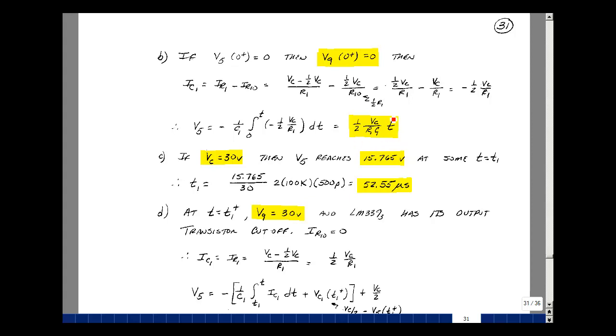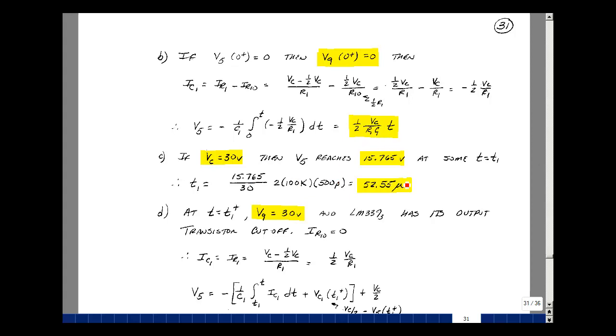Now this keeps increasing until we hit the edge of the hysteresis loop. For a 30 volt value of V sub C, we're going to reach that hysteresis corner when the voltage at the output of the integrator is 15.765 volts. So how long will it take to get there? Well, I can just take this previous equation and solve for the value of t when V5 is equal to 15.765. So 15.765 divided by 30 times 2 and then times R1C1.